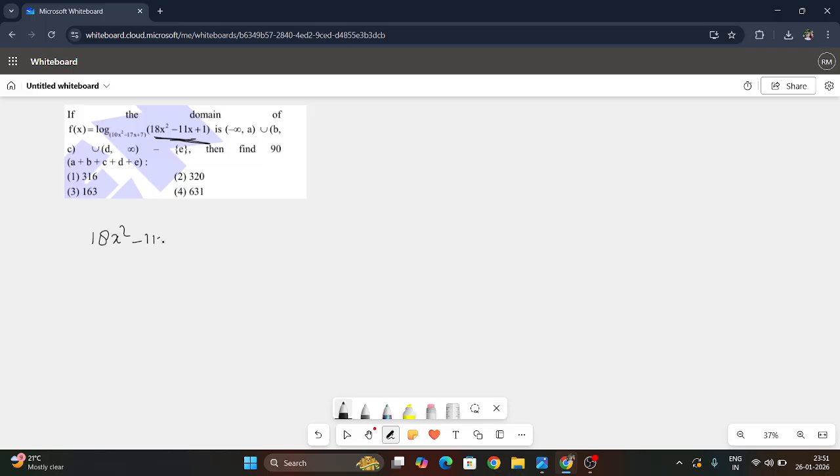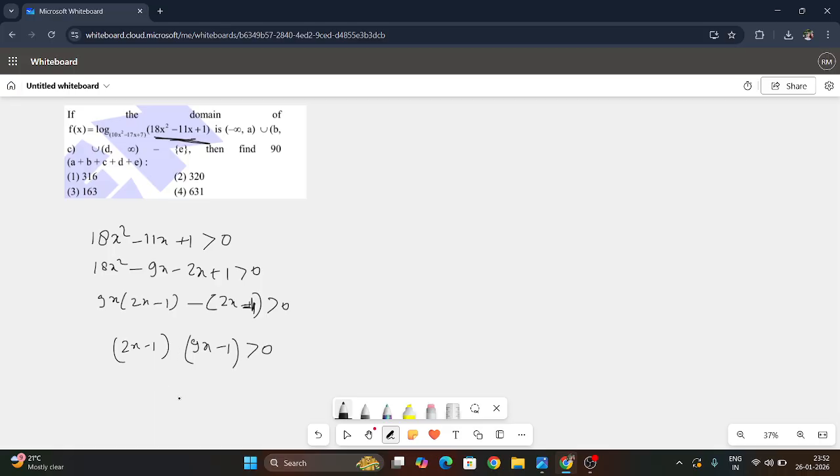18x² − 11x + 1 will be greater than zero, strictly greater than zero. Okay, now let's factorize it. This is 9 and 2, so this is going to be 18x² − 9x − 2x + 1 > 0. So 9x(2x − 1) − 1(2x − 1) > 0. So you will get (2x − 1)(9x − 1) > 0.